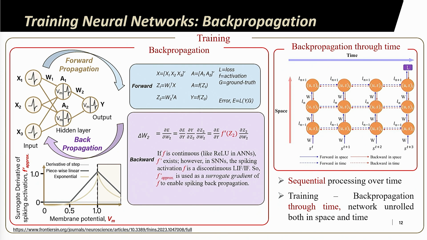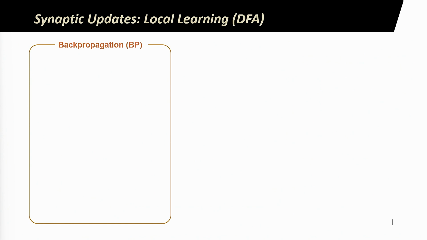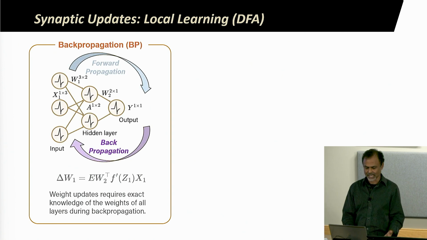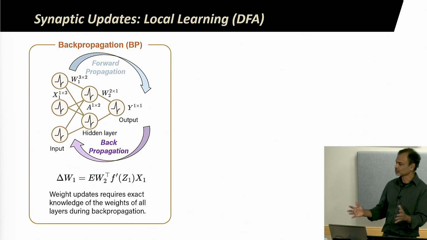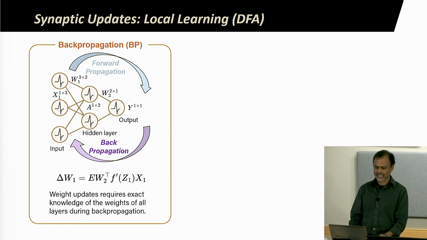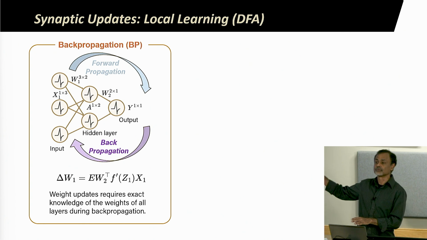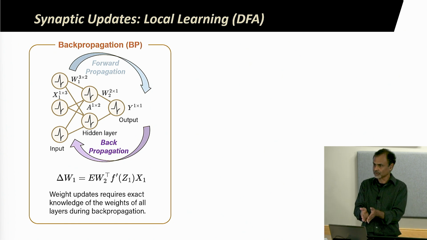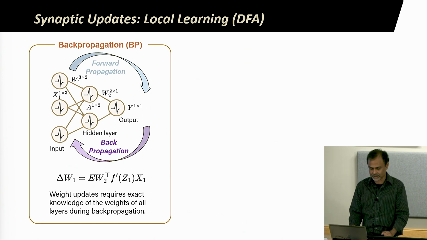Now that's backpropagation. So what's good about backpropagation? It does give me good results. Okay? What's bad about backpropagation? It is slow. And I have to do a huge amount of computations. And not only that, as summarized on the left side of it, I first have to do forward propagation, figure out the errors, and then backpropagate. And during backpropagation, I have to calculate the gradients. And not only the gradients, the weight updates require exact knowledge of the weights of all layers during backpropagation. So the question then becomes, this is expensive, certainly does a good job, but can I do better?